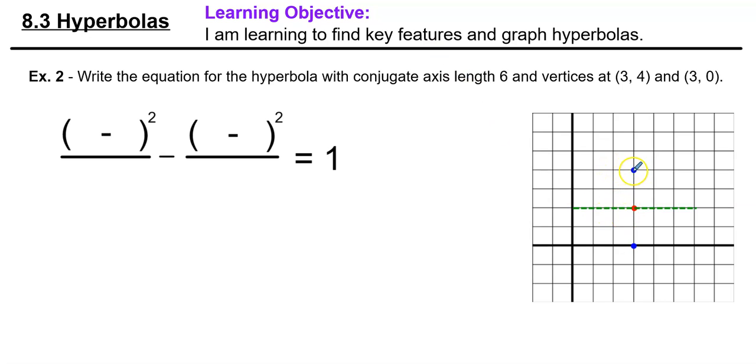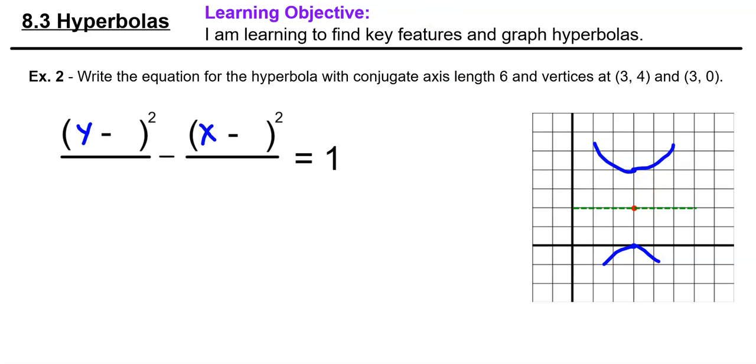First off, since the vertices are the points that the graph passes through, I know that this hyperbola is going to open up and down rather than side to side. And so that means that I'm going to be putting my y variable first and putting my x variable second. The y goes first because the graph opens up and down in the y direction.